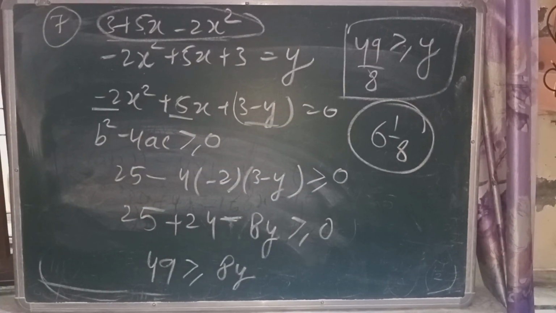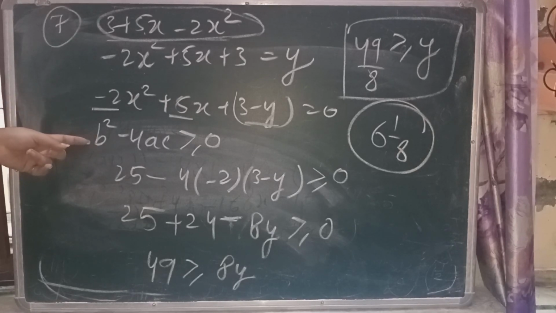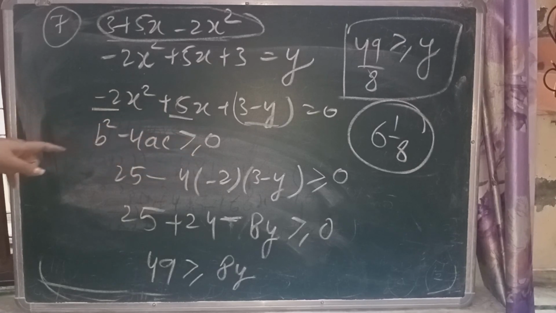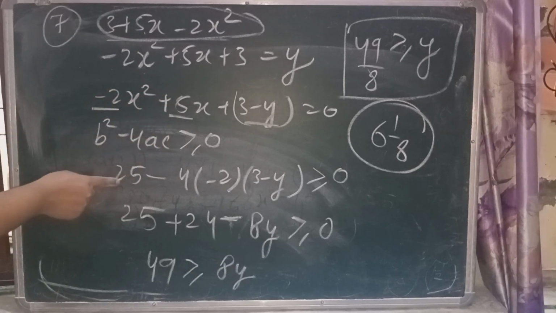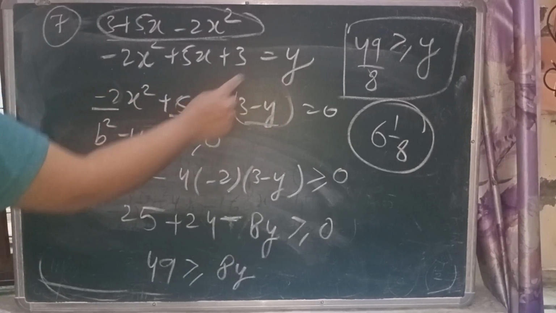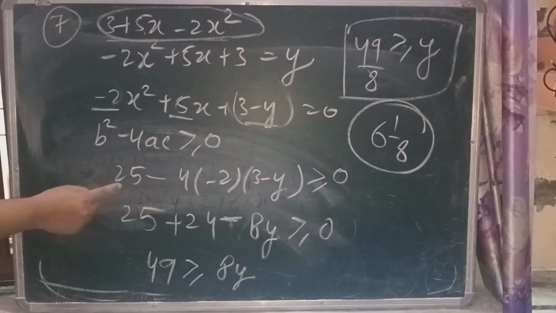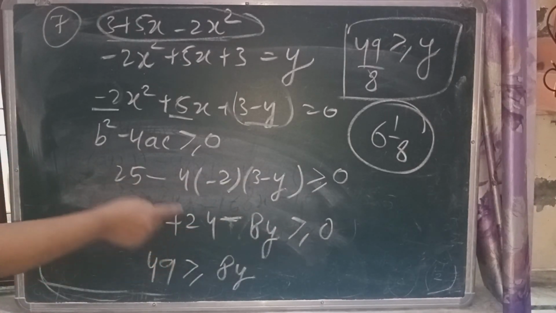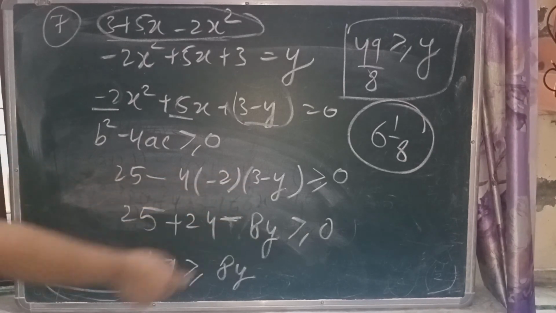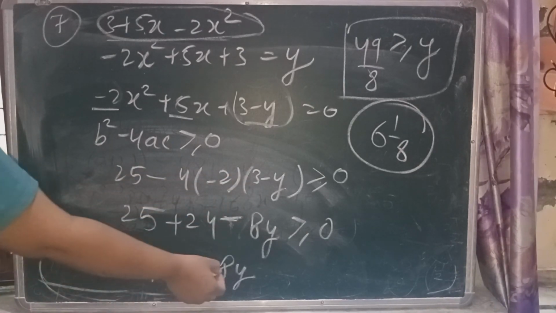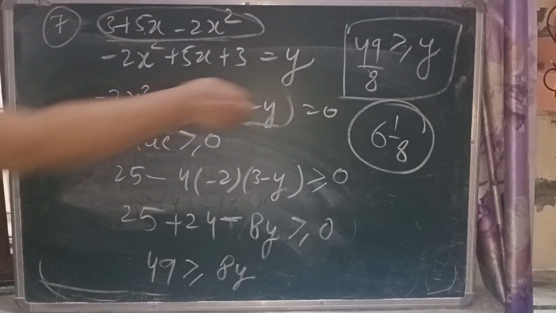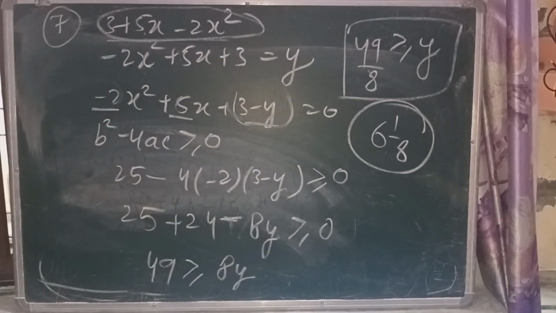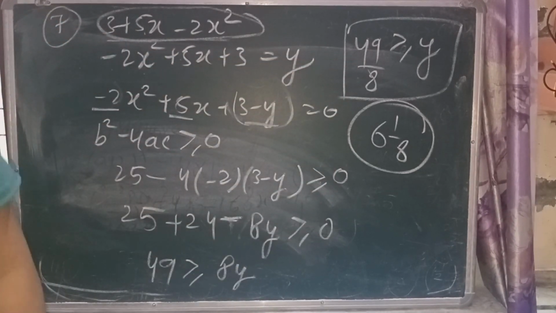For getting its maximum value, since they are asking the greatest value, b square minus 4ac should be greater than or equal to 0. So I have taken b square, that means 5 square, minus 4a and c. That should be greater than or equal to 0. So it's 25, 4 into 2 into 3 is 24, minus, it will be plus, and it will be minus 8y. It's 49 is greater than or equal to 8y. So the maximum value of y we got is 49 upon 8. So the maximum value we can say is 6 whole 1 upon 8.